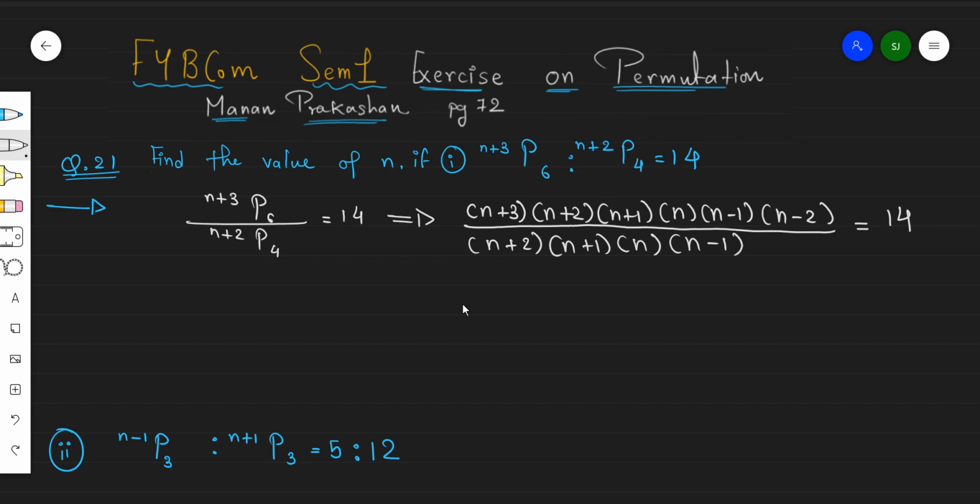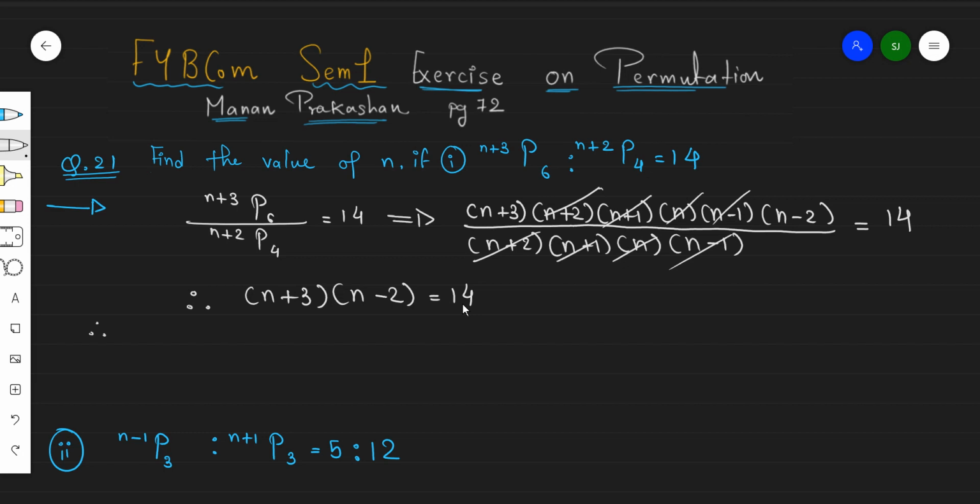And that ratio is the same as 14. So what do we do? This will get cancelled, this is also, and this is also. So what is left? The thing left is (n plus 3) times (n minus 2) is equal to 14. Okay, so there are two ways: we can go for trial and error, or we can simply solve this question as a quadratic. Let's go for the quadratic because that looks more mathematical, right?